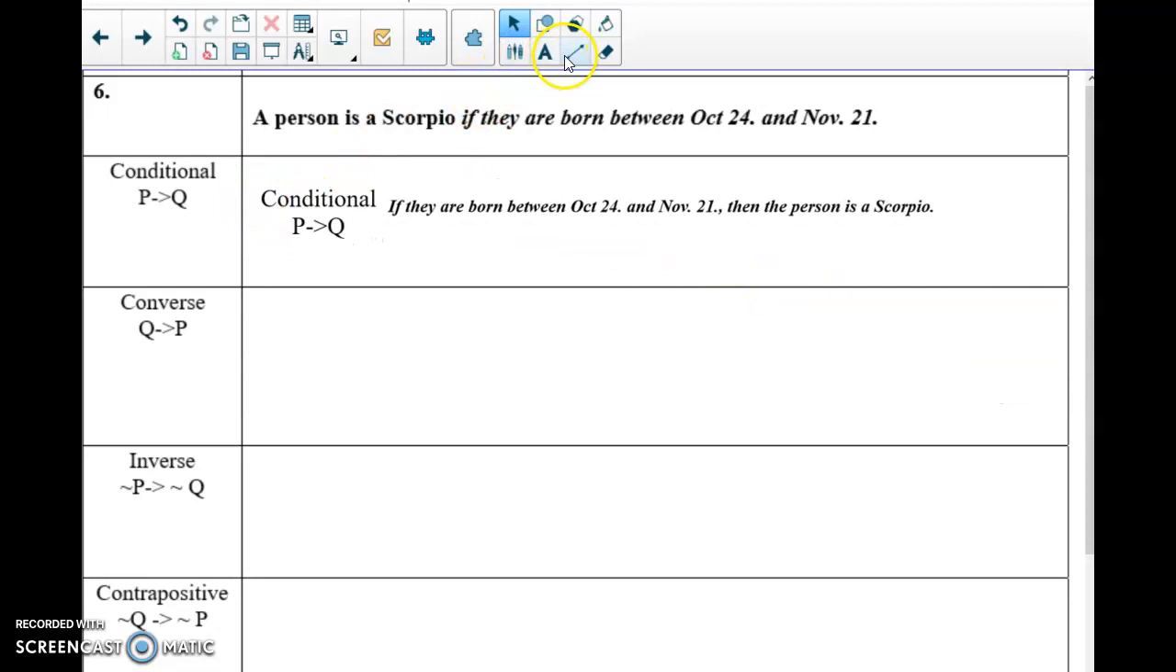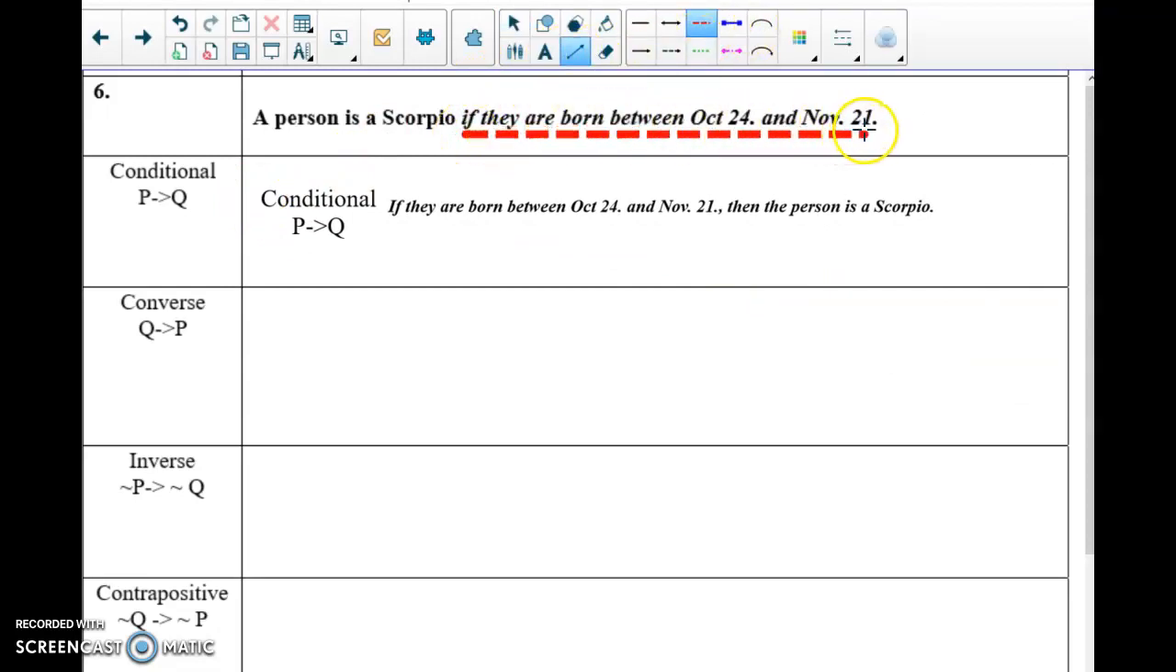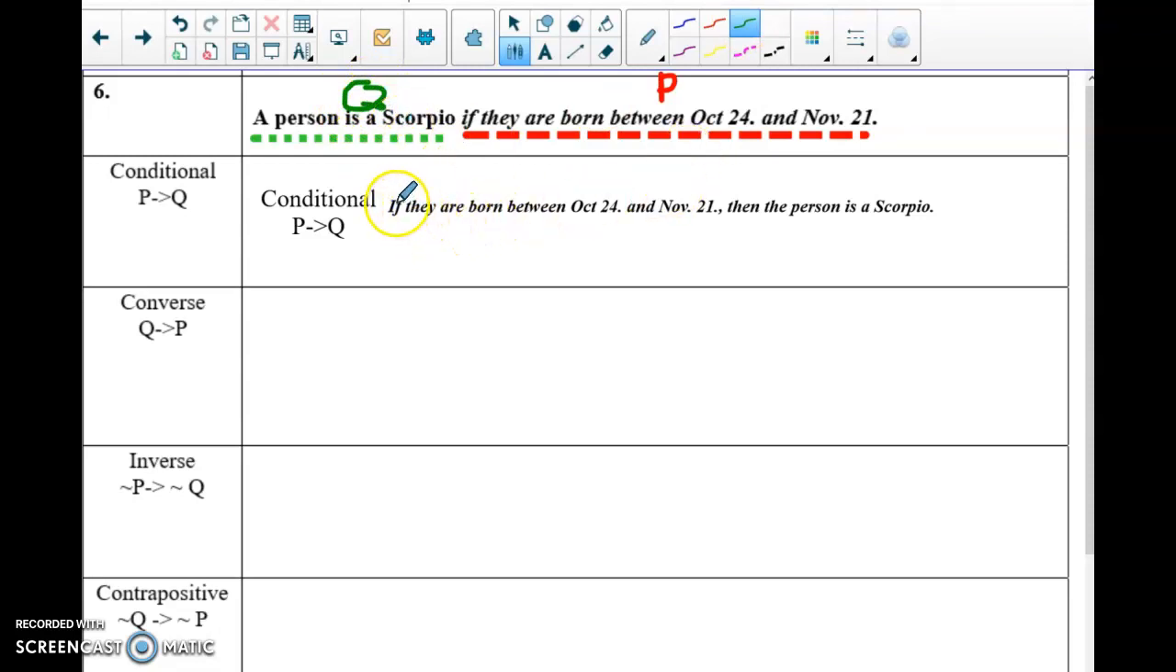If you are born. So when you see the word if like that, even if it's in the middle of the sentence, that's your P. So let's label that P. And then our Q would be down here. Then that person is a Scorpio. And that's my Q. Okay, so when I write my statement, I always write an if-then. If they are born between October 21st and November 1st, what? Then the person's a Scorpio.